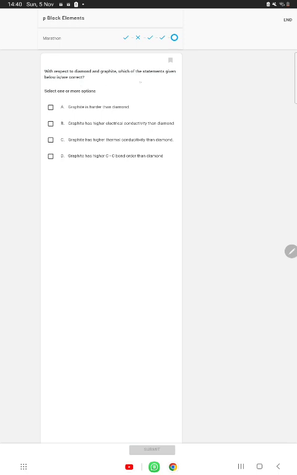With respect to diamond, graphite, which of the following is correct? Graphite is harder than graphite, higher electrical conductivity than diamond. Graphite has higher thermal conductivity than diamond. Graphite has higher C-C bond orders.